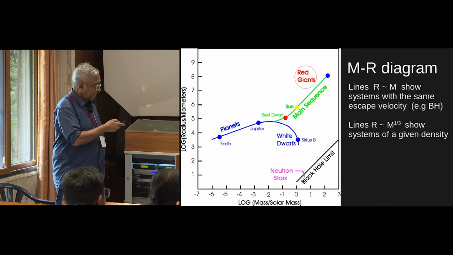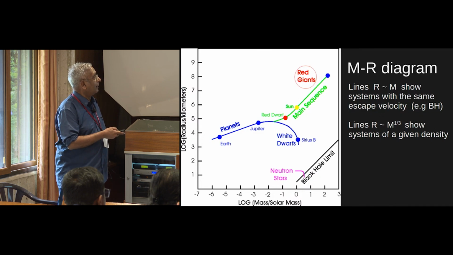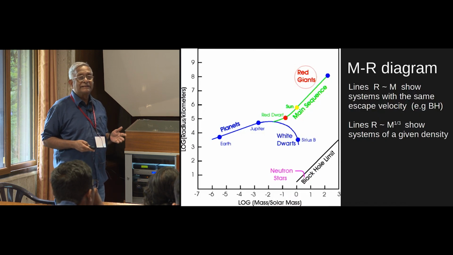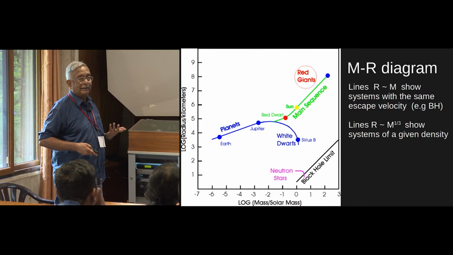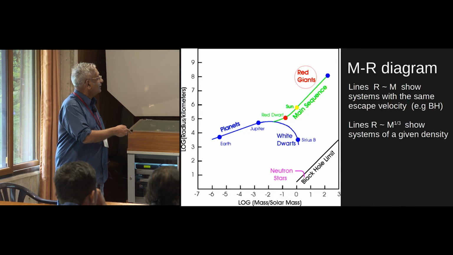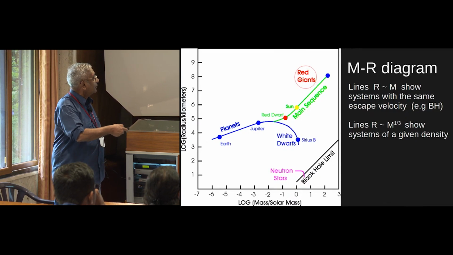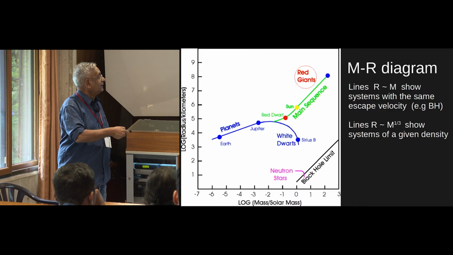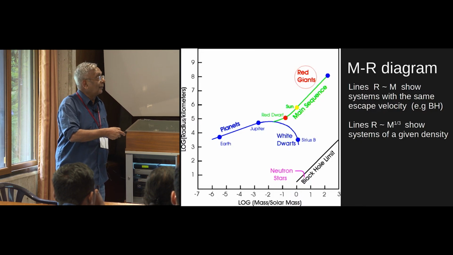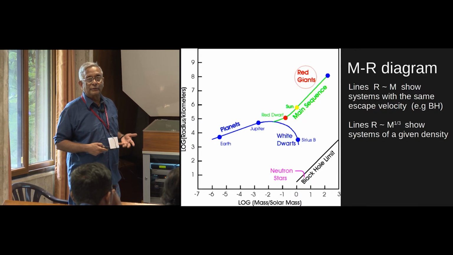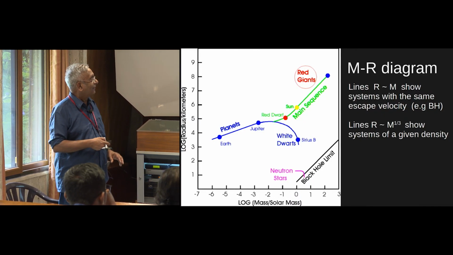Now on this plot, you can draw R proportional to M. And from what we said earlier, those would be lines of constant escape velocity. So those lines would look like this. Here is this line, which has this nice 45-degree slope, and this is for escape velocity being of the order of the velocity of light. Such objects are called black holes. You will hear more about them, so I won't say more about them here.